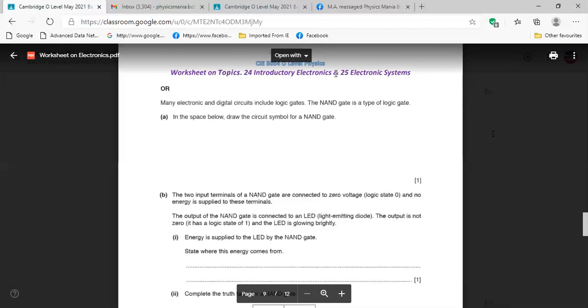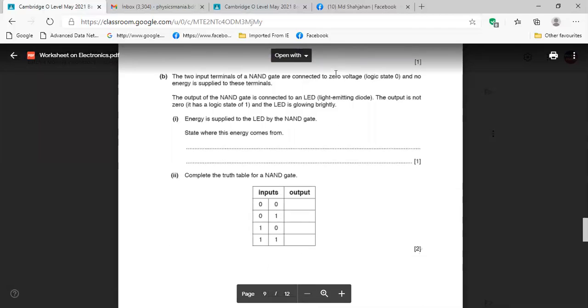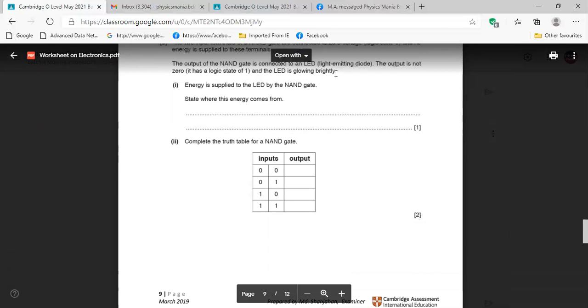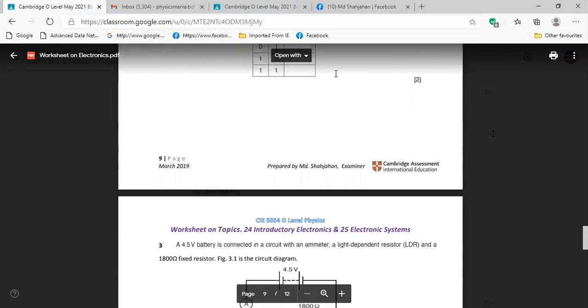Yes, sir. I know. Then they are asking you to complete the truth table for the NAND gate. I gave you all the gates' truth tables, right? Yes, sir. So do it. Sir, it will be 1110. Yes, very good. Very good. Thank you. Now, next one.